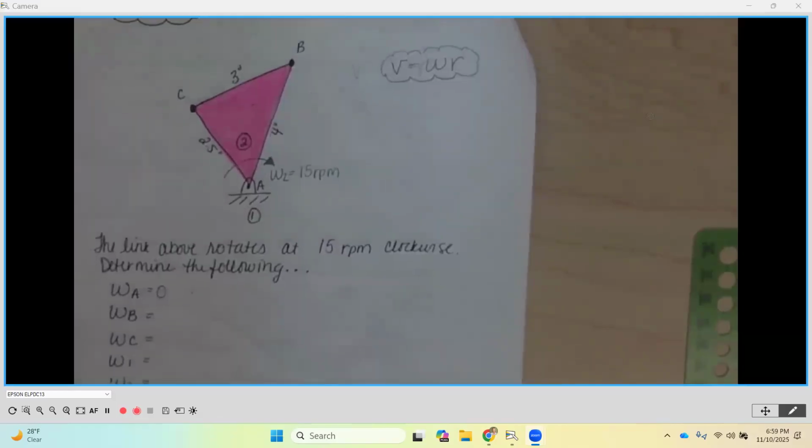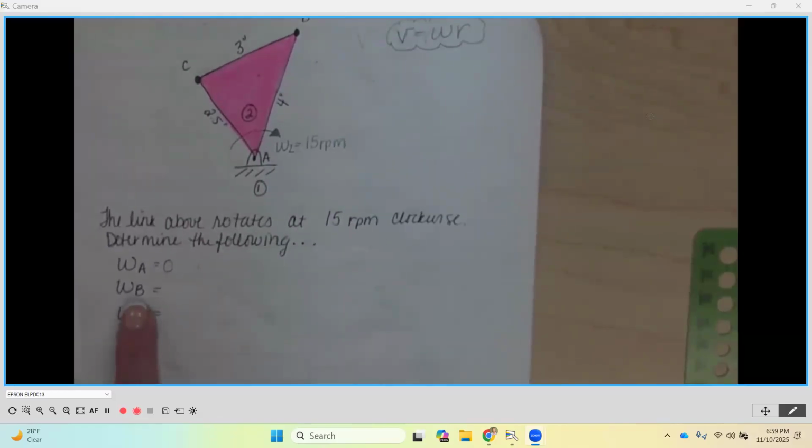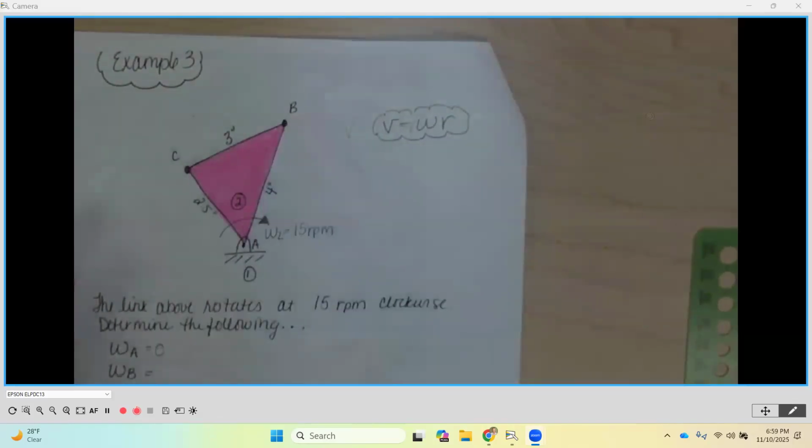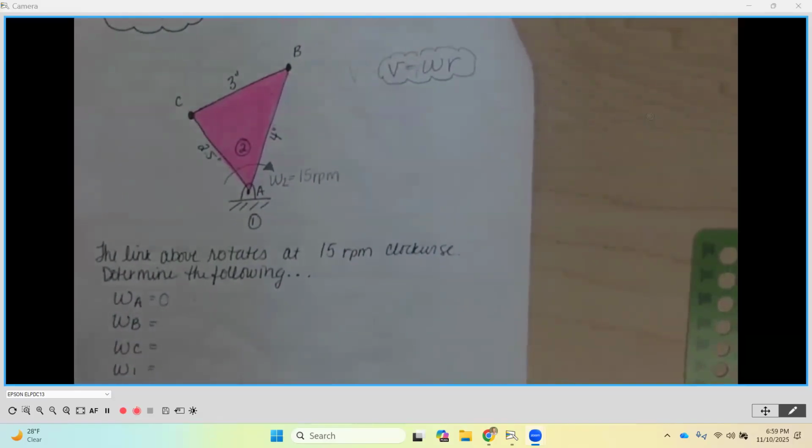All right, point B. Point B is on link 2. What would the value for angular velocity be at B? Danny says 15. David says 15. Nia says 15. I think 15 is a good number. Yes, 15 RPMs.